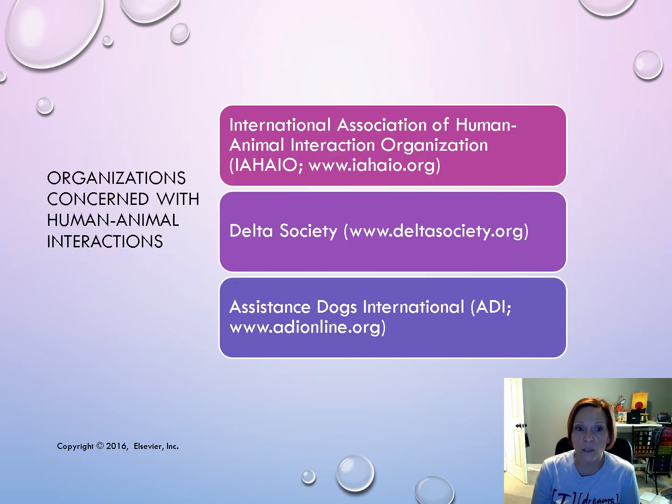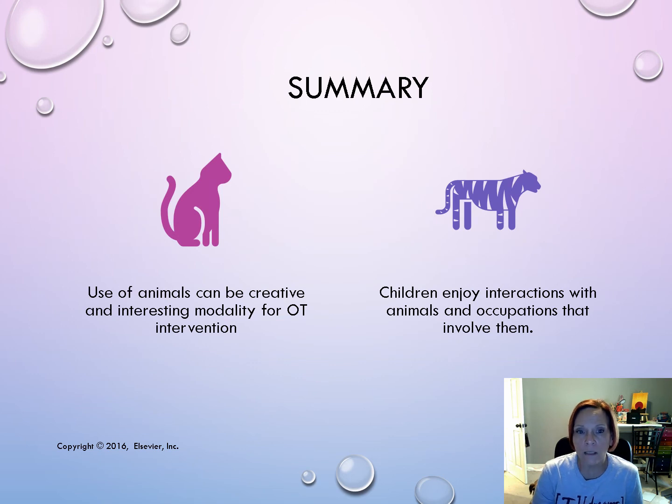There are organizations that are concerned with human-animal interaction, such as the International Association of Human-Animal Interaction Organizations, the Delta Society, and Assistance Dogs International. I suggest taking a look at some of those organizations and seeing how they fit in. And in summary, the use of animals can be a creative and interesting modality for OT intervention, and children especially enjoy interactions with animals and occupations that involve them.